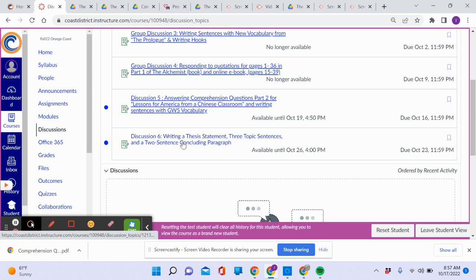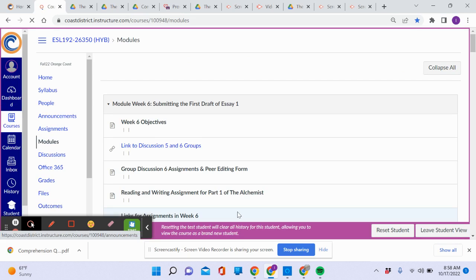I hope so. For that one, you're going to write a thesis statement, 3 topic sentences, and a 2-sentence concluding paragraph. I think we probably need to practice that in class. I want to make sure you know how to write a concluding paragraph, because I don't think we've talked about that enough. So we have a lot to do in class, and that is why we cannot finish writing the summary and response essay. I'm giving you until Thursday, October 20th.